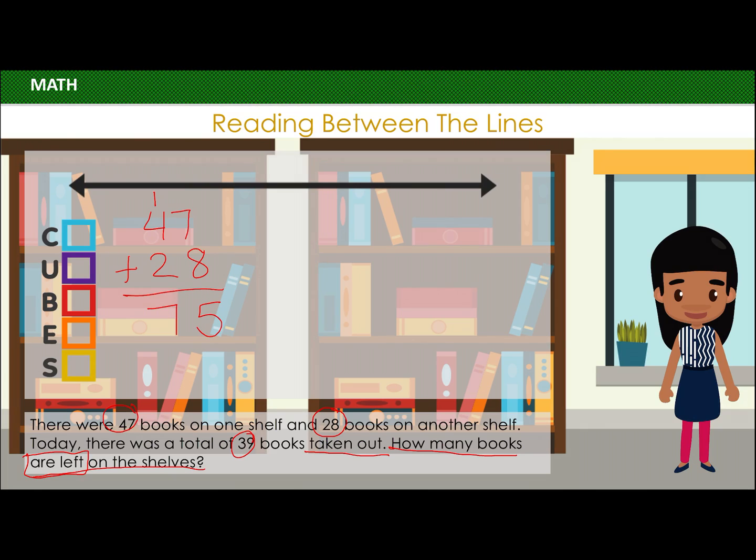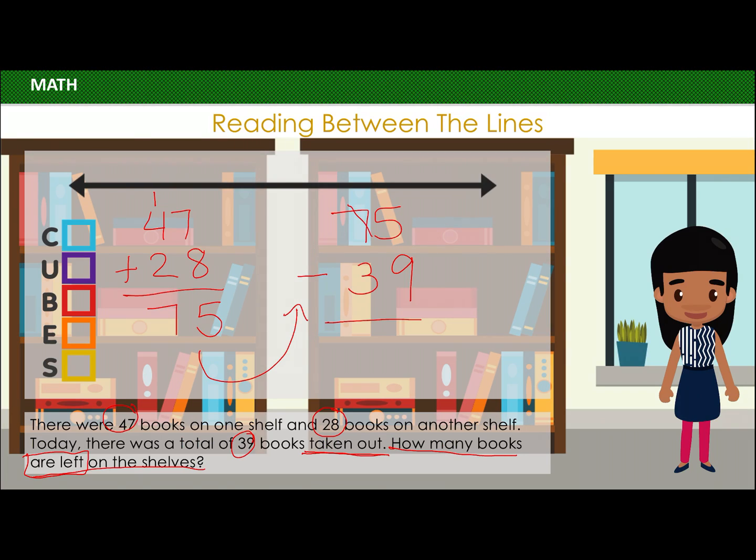So then the problem says today there was a total of 39 books taken out. So I know that I need to take out 39 books from my 75 books, which means that I'm going to subtract. So I move over here and I have my 75 and I'm subtracting 39 books from that 75 that I have. So this is my second step to my problem of finding my final answer.